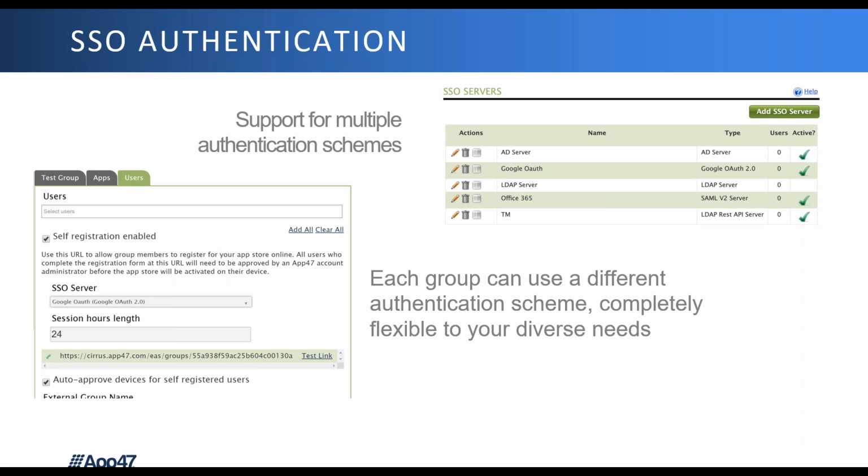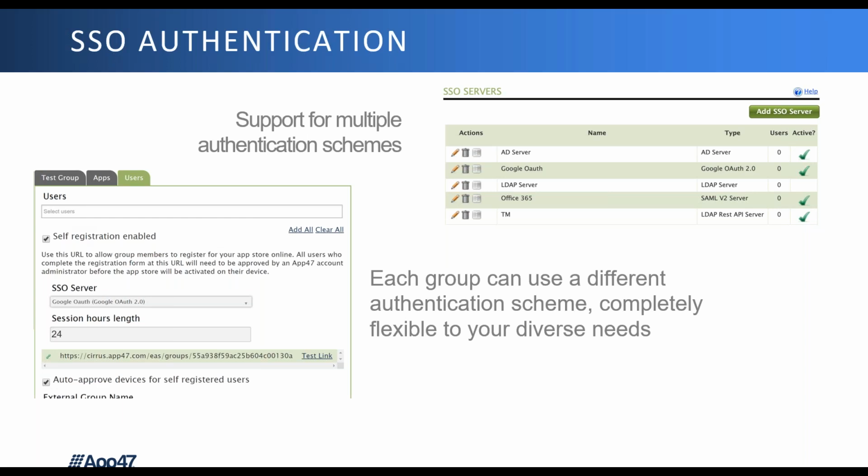So when a user authenticates into the App Store to either onboard a device or even just to get access to apps, typically users are associated with groups, and each group can actually be communicating with a different authentication server. So we can see here on our right the SSO servers that are integrated in this portal. We see an AD server, we see a Google OAuth, an LDAP, an Office 365 server, and then a custom REST API server there.